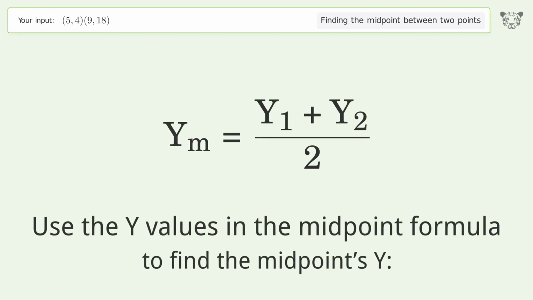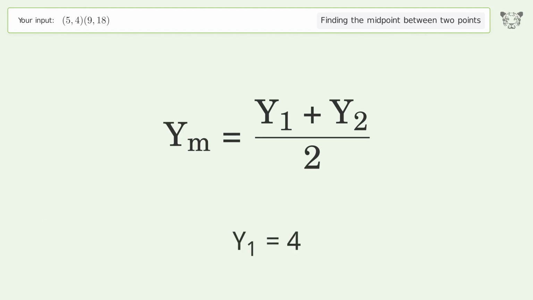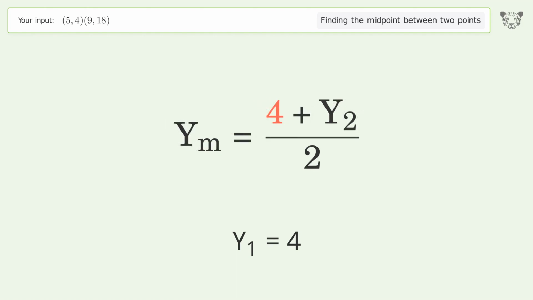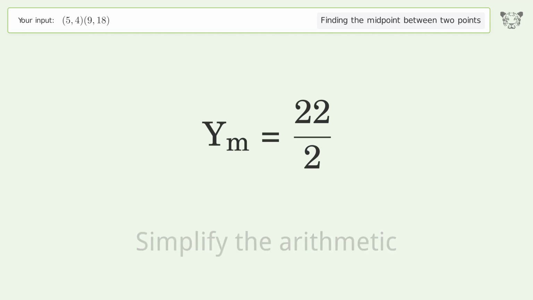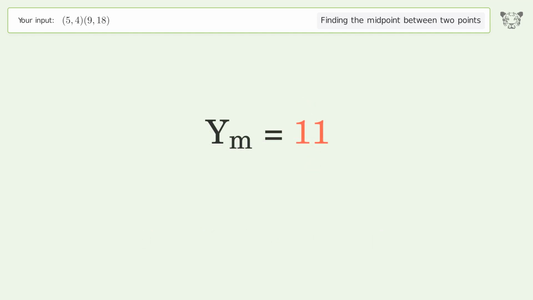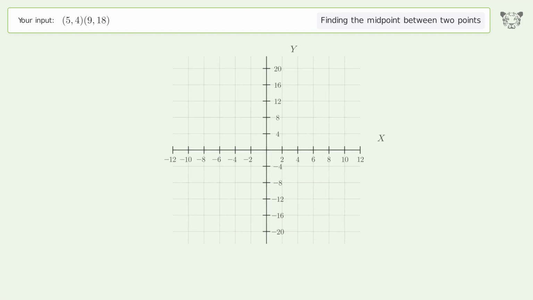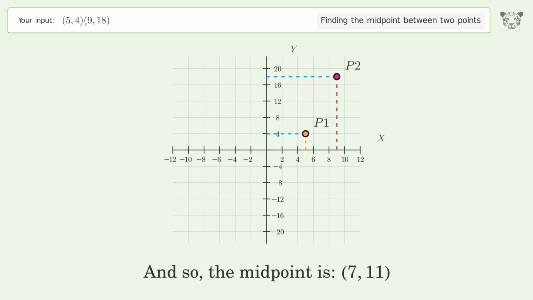Use the y values in the midpoint formula to find the midpoint's y. y1 equals 4. y2 equals 18. Simplify the arithmetic. And so, the midpoint is 7, 11.